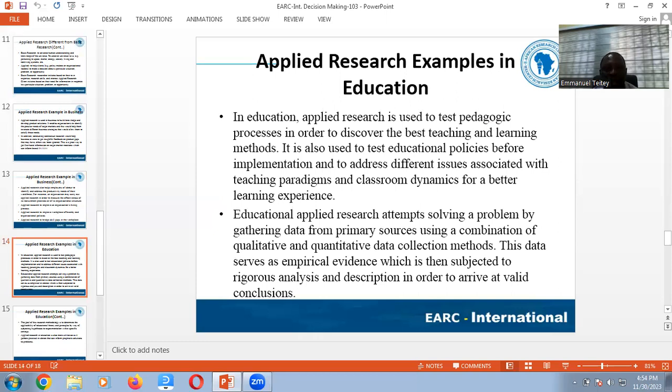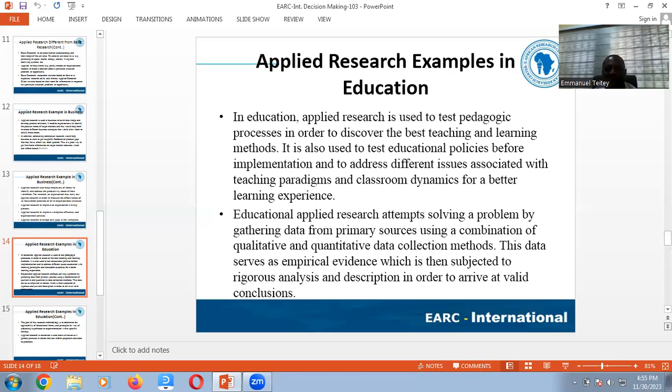Applied research example in education. In education, applied research is used to test pedagogical processes in order to discover the best teaching and learning methods. It is also used to test educational policy before implementation and to address different issues associated with teaching paradigms and classroom dynamics for a better learning experience.